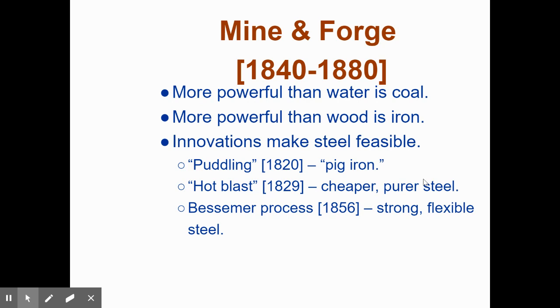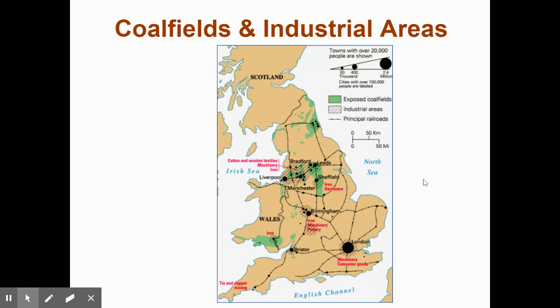The development of metallurgy and metal producing processes in Europe and in Britain made it possible to produce steel, which made it possible to produce more durable machines and larger machines.